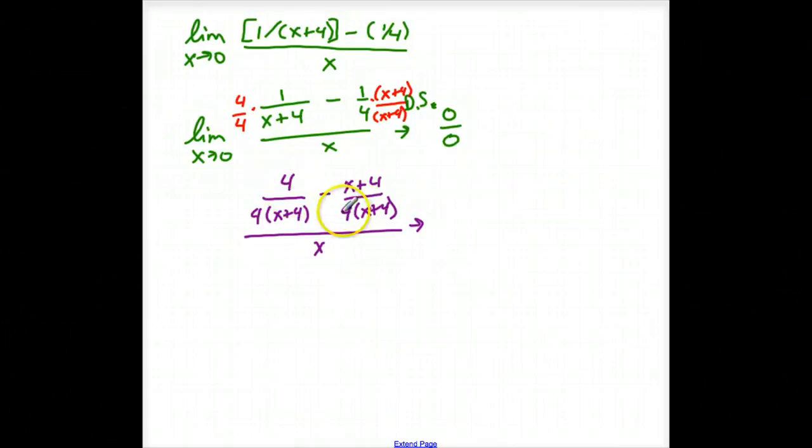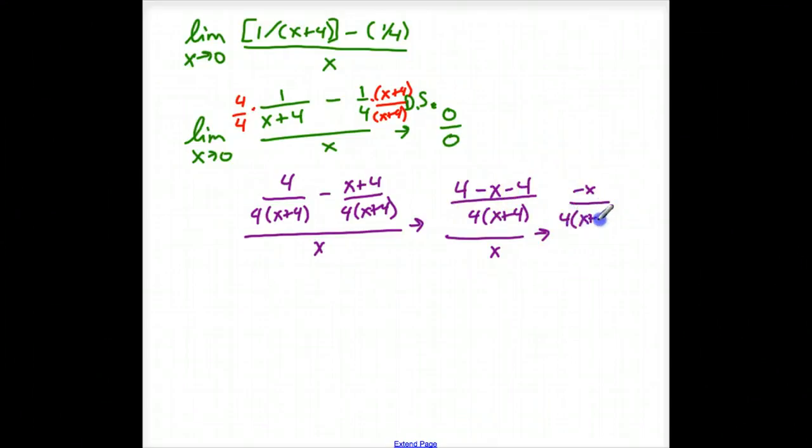I'm not writing an equal sign because I'm not going to keep writing the word limit. I'll just use arrows. So now I can combine those into one fraction with the common denominator of 4 times x plus 4. So I have 4 minus. Now I'm subtracting this whole fraction, so make sure that you distribute the negative sign to both the x and the 4. And that's all over x. Continuing to simplify, on the top I have negative x, and then I have 4 times the quantity x plus 4 over x. So now I have a fraction divided by x.